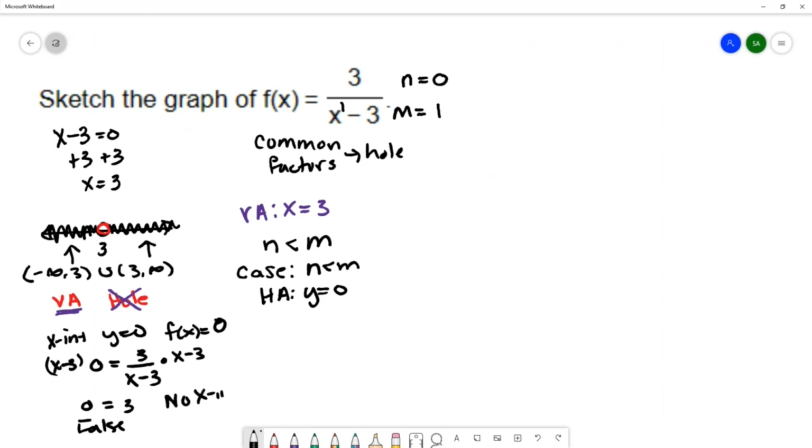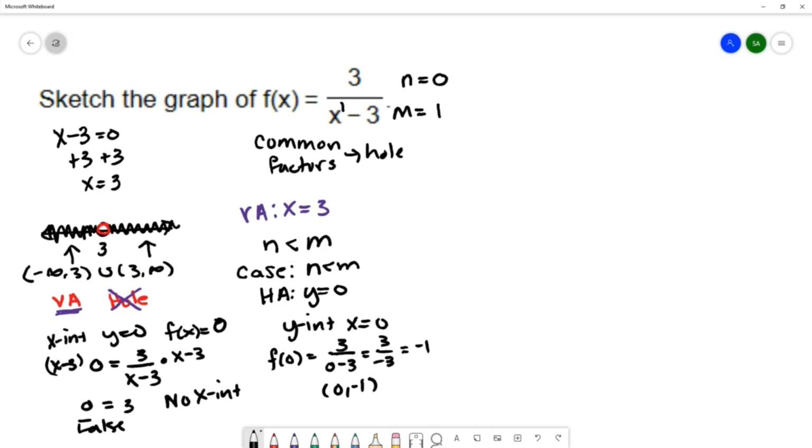and that means that we have no x-intercepts for this function. And I'm going to look for a y-intercept. We find y-intercepts by letting x equal 0. So I'll substitute a 0 into the function. That gives 3 over 0 minus 3, 3 over negative 3, which is negative 1. So I have a y-intercept of (0, negative 1).